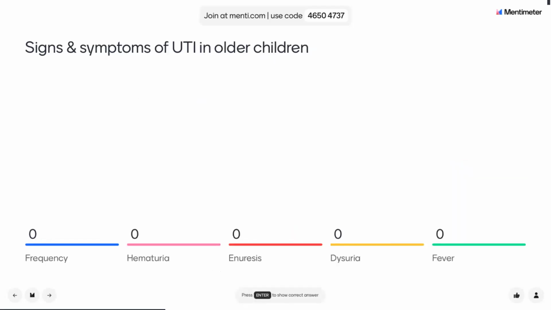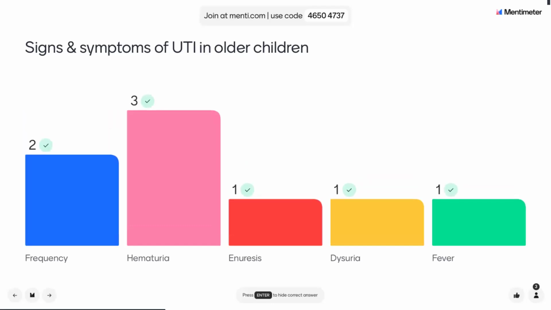How about our older children? How are they going to present with a UTI? Yep, this is the same thing. This is all of them. We see these are the more traditional signs that we're used to seeing.